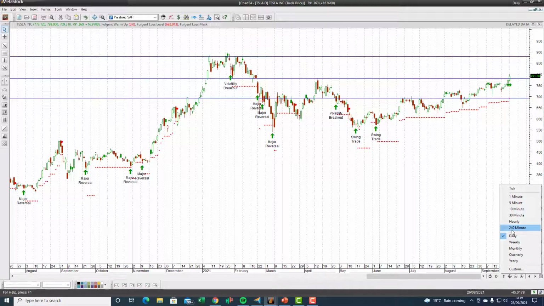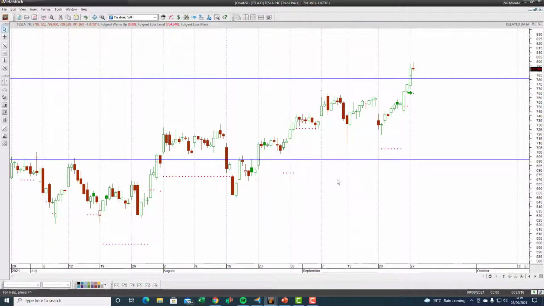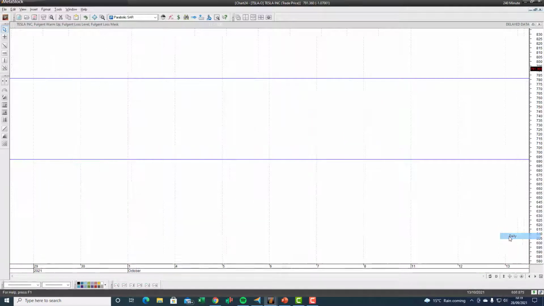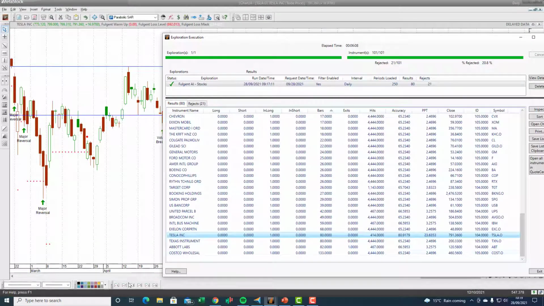Let's go take a look at the 4-hour chart and see what's happening there. It will be interesting to see the signals come through. Volatility breakout. So even though it's a recent trade in at 730 and 791, an absolutely fantastic trade. The volatility breakout back in August as well, or July. So you can see the AI is really throwing off some great trades using artificial intelligence on Tesla, for example. Let's take a look at another one of the stocks.